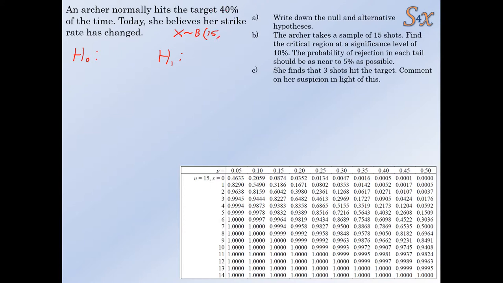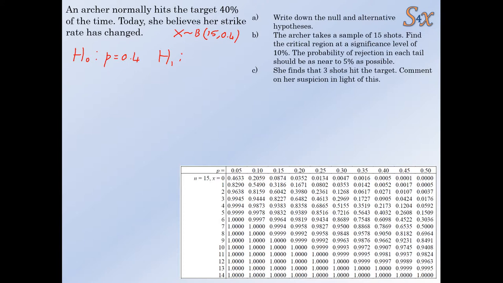And P is 0.4. We'll come back to that in a second. We don't need that bit till part B, but it's always good to write down the distributions. So the null hypothesis is going to be that P equals 0.4. That's what her normal strike rate is, so we're assuming it's the same.